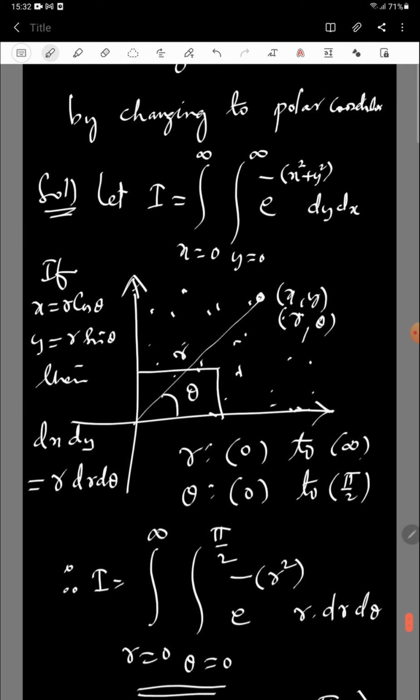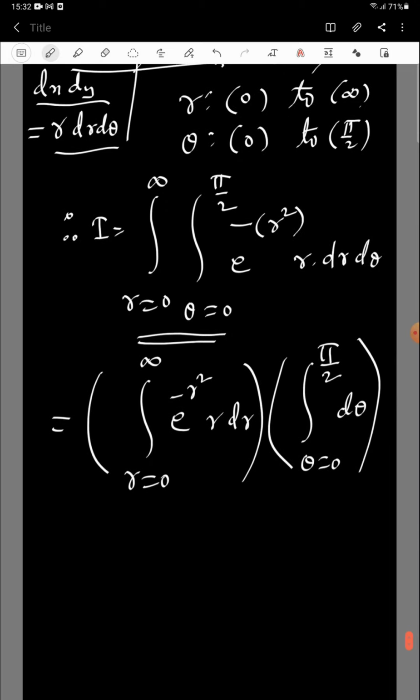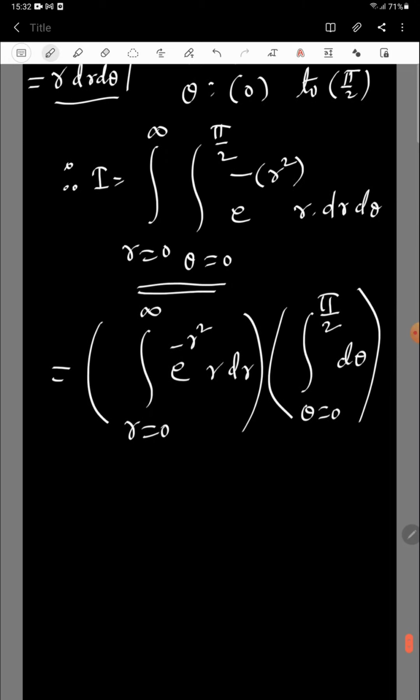Always what we will use is x equal to r cos theta, y is equal to r sin theta, and dx dy is now going to become r dr d theta. These limits are to be calculated as per the given integral. In the given integral, the region of integration is the complete first quadrant, so the limits are like this. Now you all know how to calculate this one.